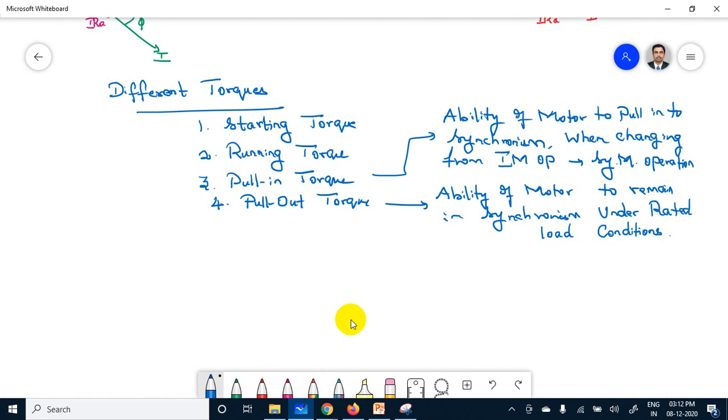The braking mechanisms you know very well. The synchronous motor may be stopped by either plugging or rheostatic braking. You have to apply plugging, which means a dynamic braking we have to apply. That is the concept of braking mechanism. Any doubts?